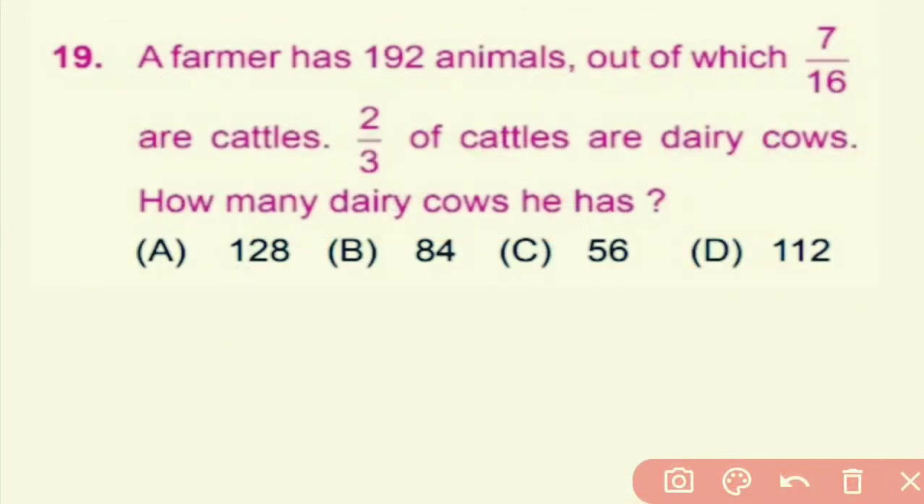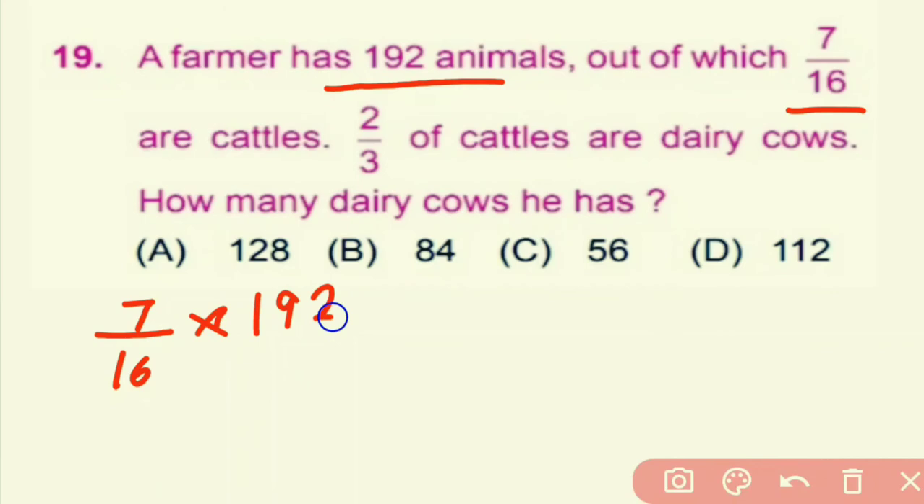Question number 19. A farmer has 192 animals, out of which 7 by 16 are cattle. 2 by 3 of the cattle are dairy cows. How many dairy cows does he have? So he has a total of 192 animals, and out of 192 animals he has 7 by 16 cattle, means the fraction of cattle is 7 by 16 of 192. So here 16 ones are 16, 16 ones are 16, 3 remaining, 16 twos are 32 and 7 into 12 is 84.